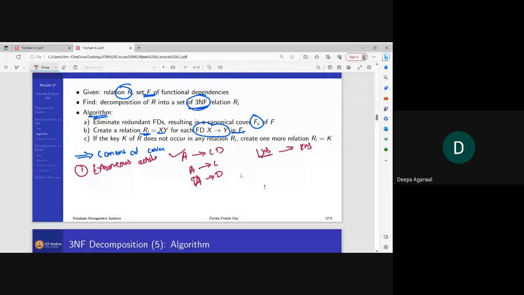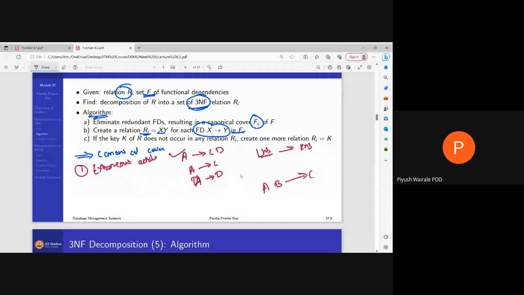If we want to see whether A is extraneous or not, then what do we do? Take the closure of B, right? If you are getting C, then A is extraneous. Right? If you are not getting C, then A is not extraneous. Take the closure itself. If you are getting C, then extraneous, right?